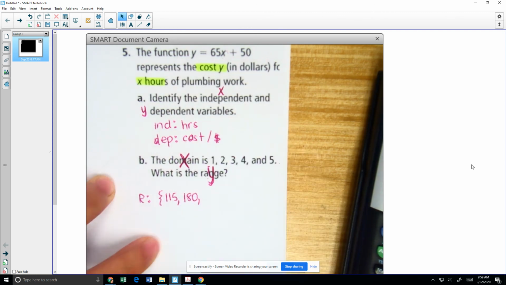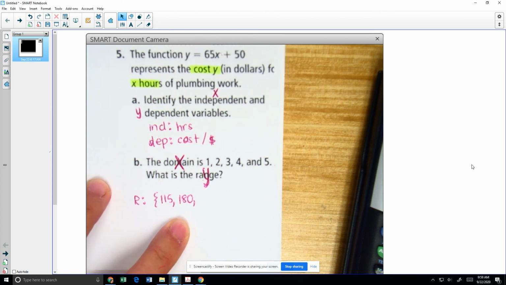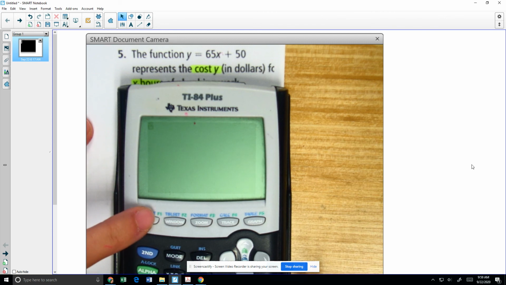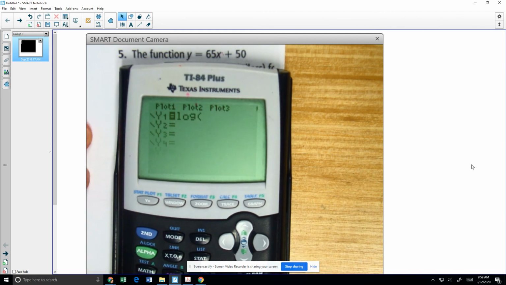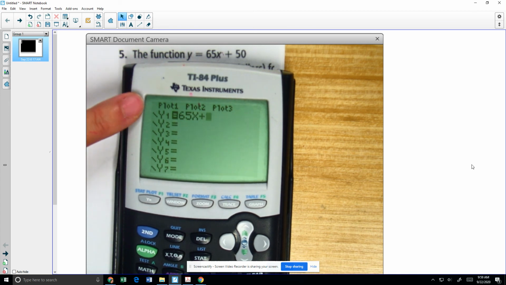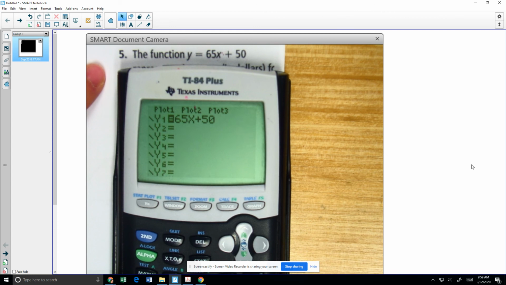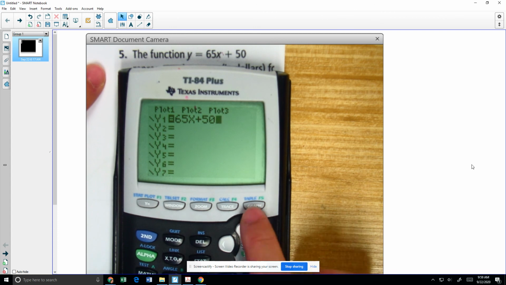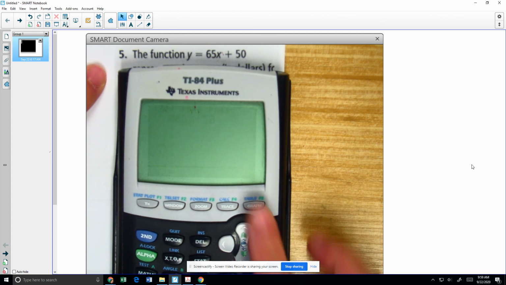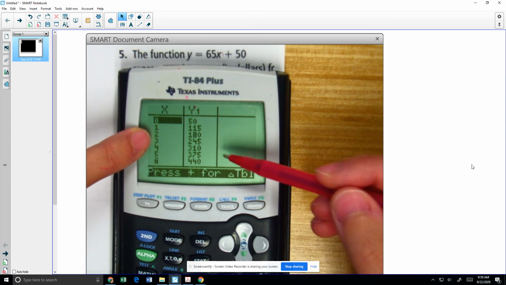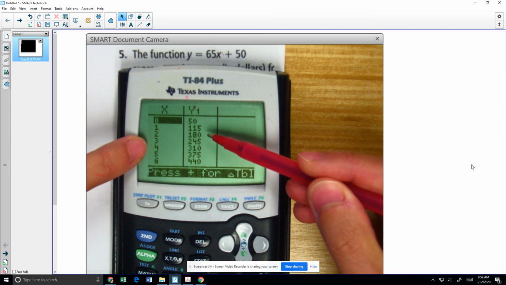Oh my gosh, this is going to take me like 5 minutes to do all these problems. So much typing. So here's an easier way. Do you guys remember last year when you typed this equation into your y equals? Does that ring a bell? Why don't I just type that in? 65x plus 50. Do you see how the shortcut could be just to go to the table? So if I hit second and table, all the answers, 115, 180.